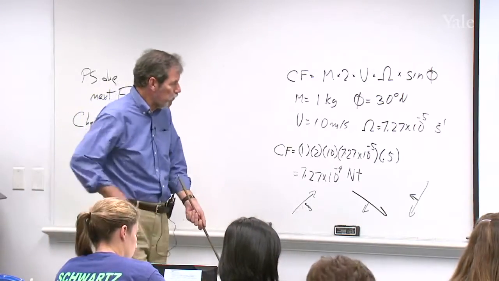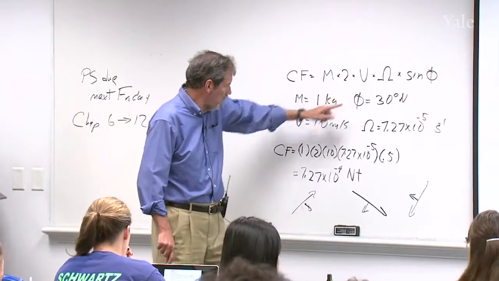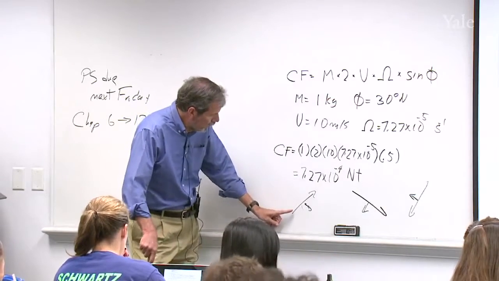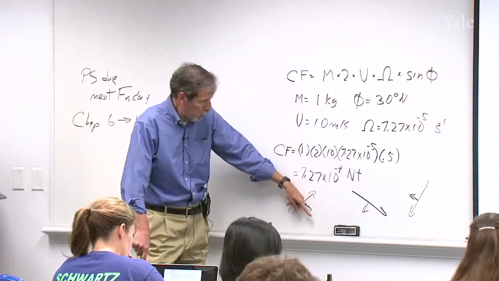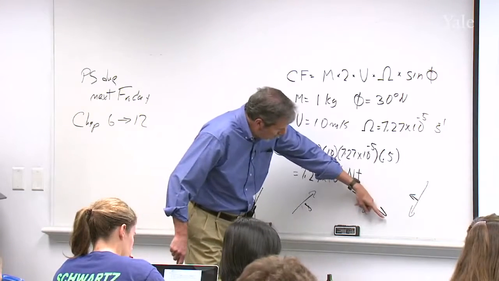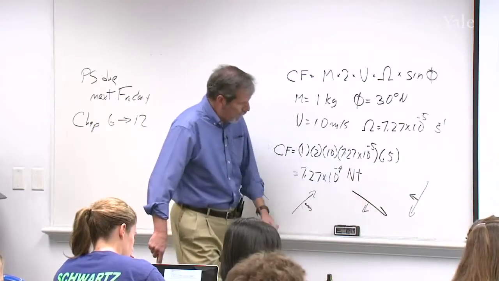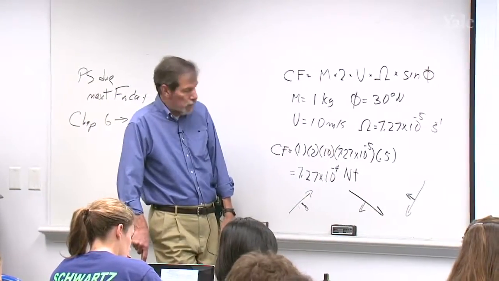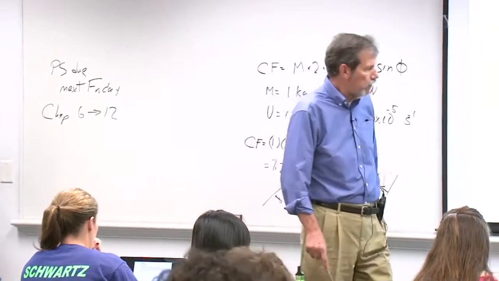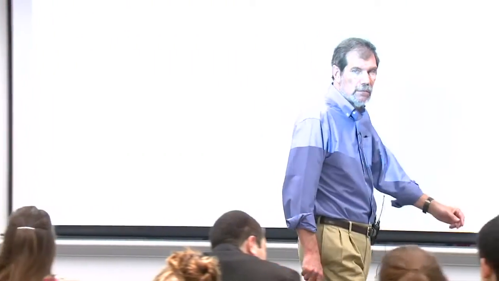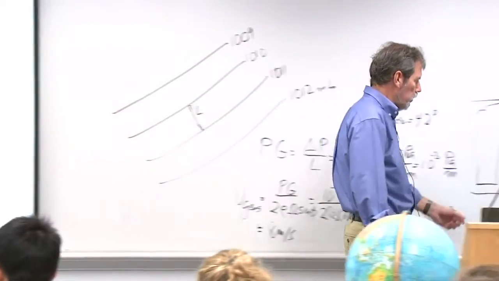And what direction does it act? Well, it depends on what direction the motion is. I haven't told you that. If the object is moving towards the northeast, the Coriolis force will be towards the southeast. If the object happens to be moving towards the southeast, the Coriolis force will be towards the southwest. So always to the right of the motion vector, whatever the motion vector is. Coriolis force.